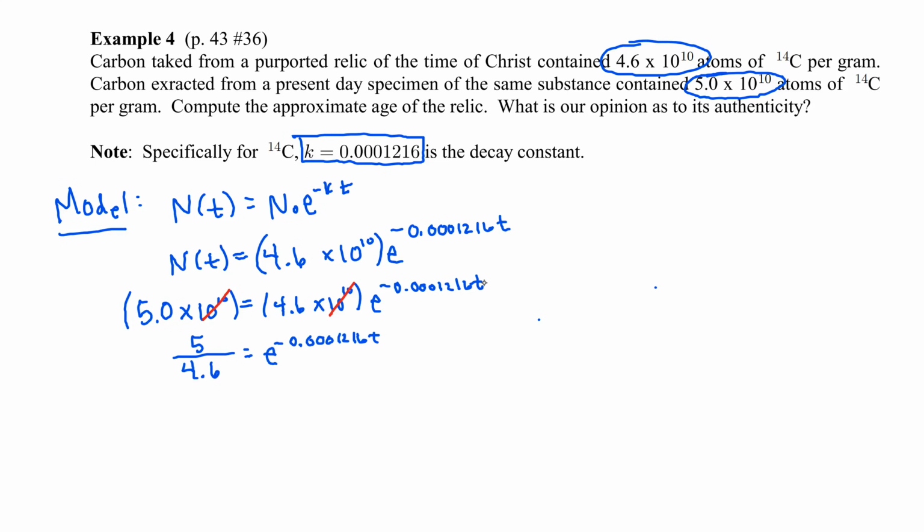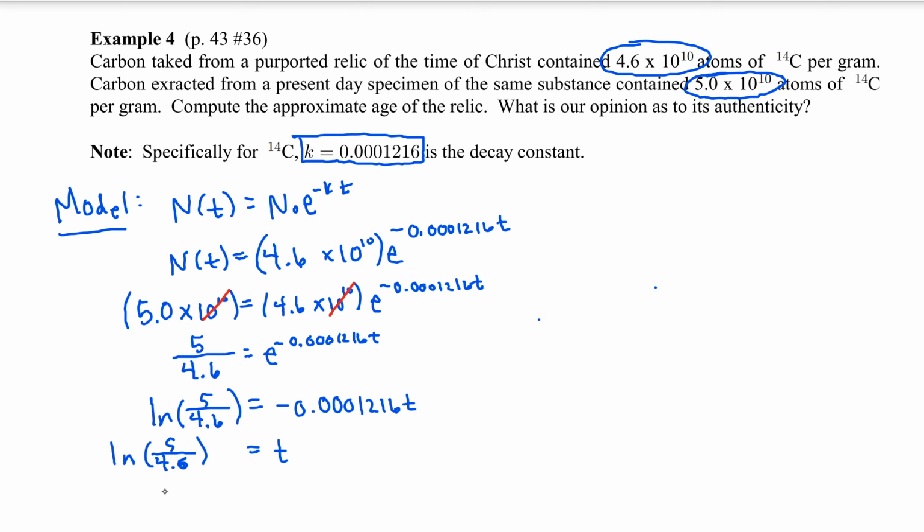Don't lose your t. Let's take the natural log of both sides, or you can just think I'm converting this into natural log form. So we'll do it a little shorter this time than we did on the previous example. Natural log of 5 divided by 4.6 yields the exponent, 0.0001216 t. So to solve for t, I can divide both sides by that constant. So our time is natural log of 5 divided by 4.6 divided by negative 0.0001216. And that's time in years.